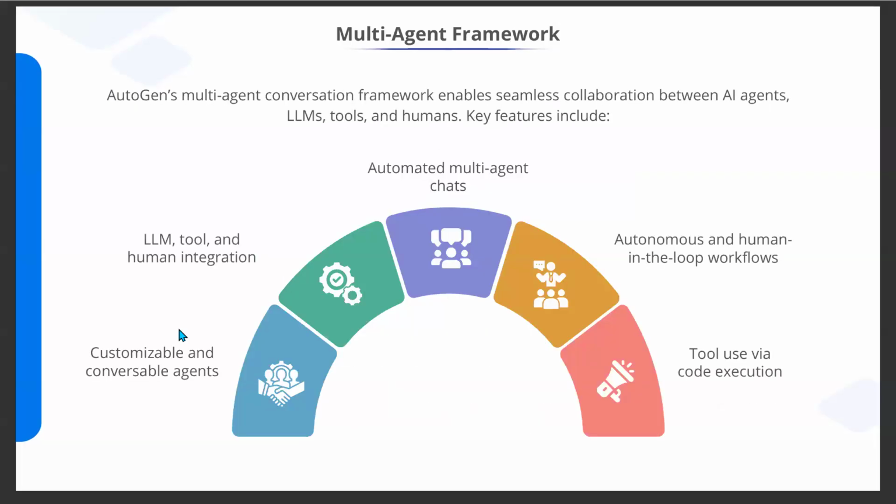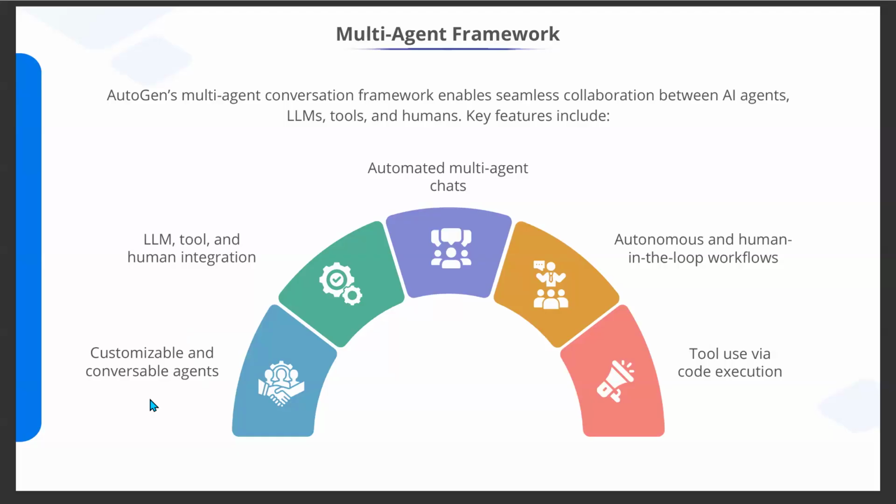You can see AutoGen's multi-agent conversation framework enables seamless collaboration between AI agents, LLMs, tools, and humans. We have 5 key features here, right? First, let us look at the first key feature: customizable and conversable agents.